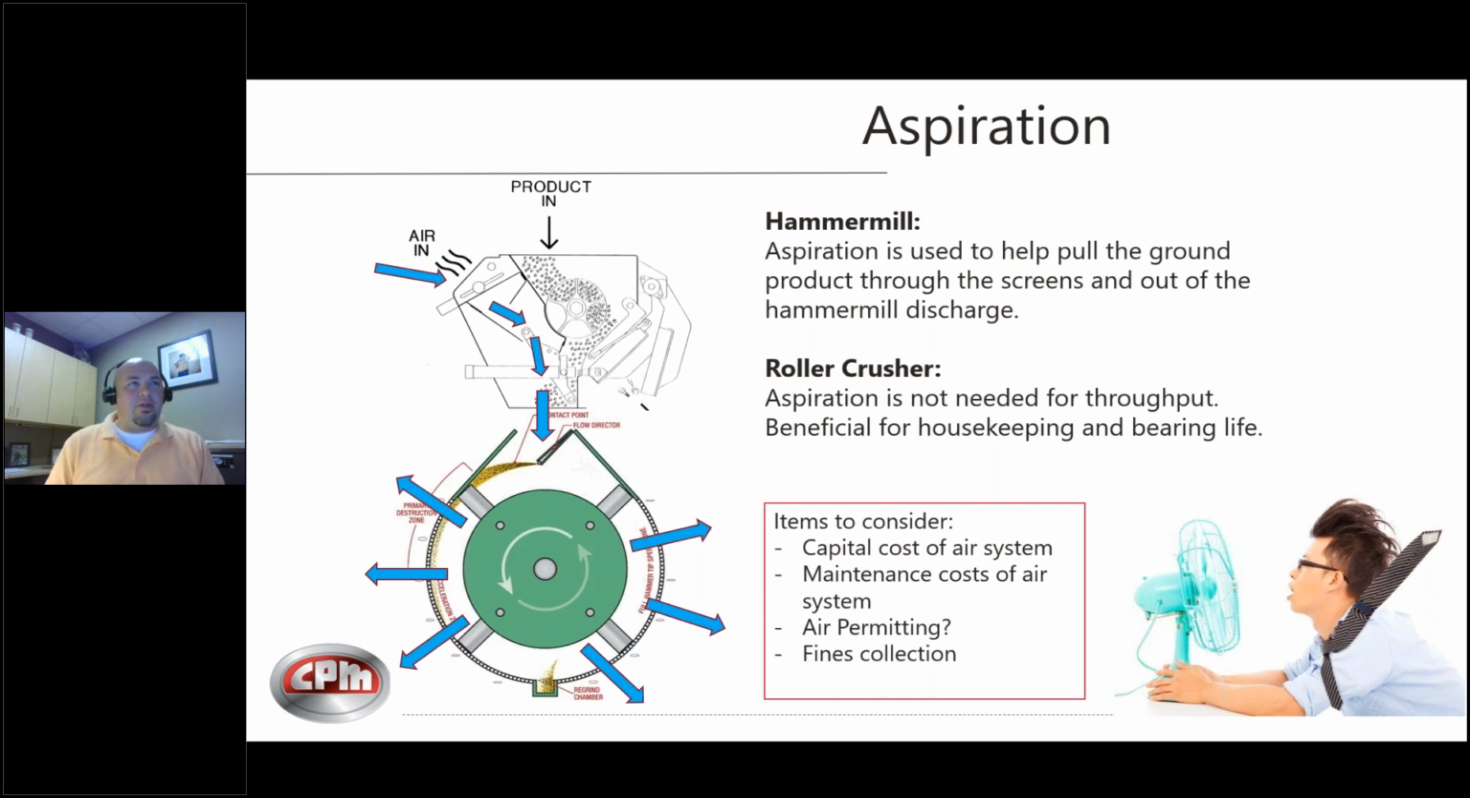So again, all things to consider, but overall, I'd still say the roll crusher is the better machine here, just because while yes, we don't need aspiration for throughput, it still does provide a benefit, but even so, it is a much smaller system, easier to manage and maintain than that of a Hammermill.